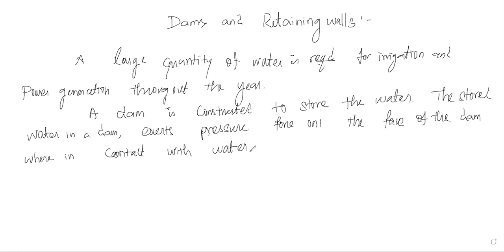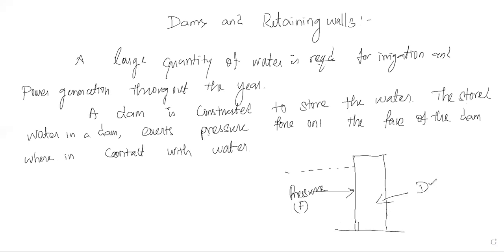If this is our dam structure and I store the water here, I have some pressure due to water, which can be denoted by the letter F. The dam is going to withstand by means of its stability, so for the stability we need some width of the dam. Either dam or retaining wall, the thing is the same.